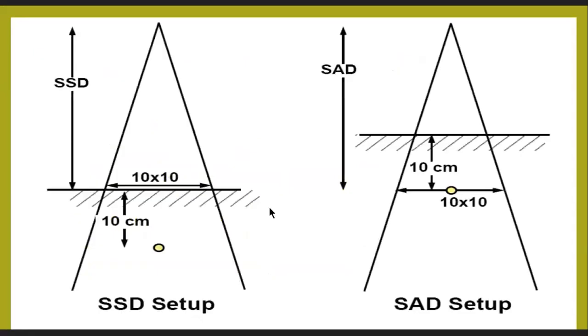So this is illustrating the two setups. For the SSD setup, the reference depth is 10 cm and the field size is defined at the water surface, and the SSD here is 100 cm from the source. And for the SAD setup, the distance is 100 cm as well. The reference depth in water is 10 cm, and the field size is 10 by 10, but is defined at the dosimeter level.